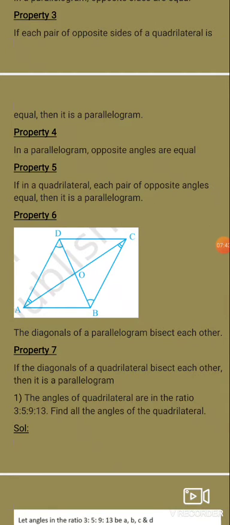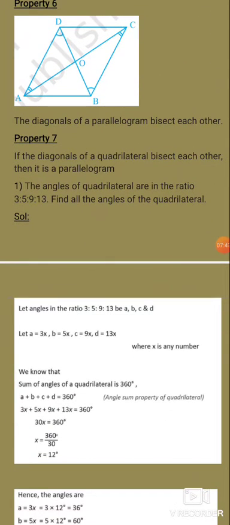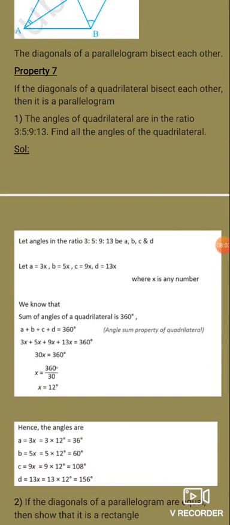Okay. Now listen carefully to this problem. The angles of a quadrilateral are in the ratio 3:5:9:13. Find all the angles of the quadrilateral. Now listen, let the angles in the ratio 3:5:9:13 be A, B, C and D. We can consider each angle like that.